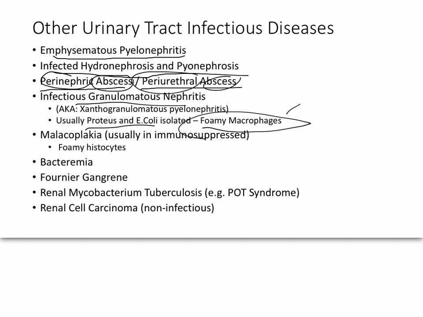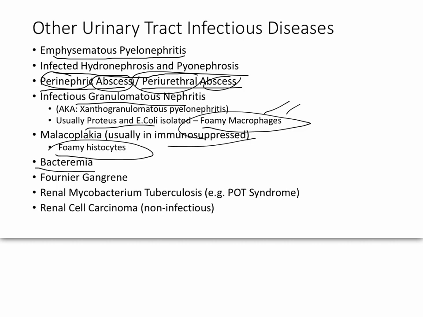Malakoplakia is usually in the immunosuppressed, and it's from foamy histiocytes. So not foamy macrophages, but foamy histiocytes. I'll be honest, I didn't take the time. I have no idea what a histiocyte is. The etymology of it makes it sound like a tissue cell, which is kind of redundant.